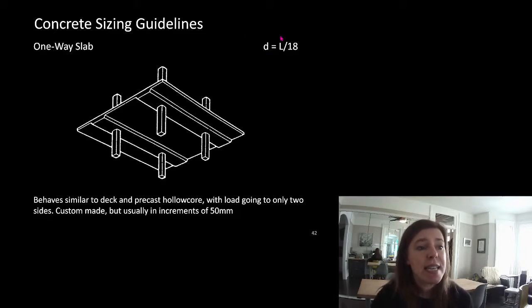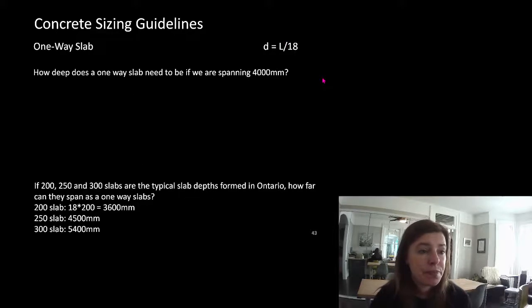Okay, so D is length divided by 18. Okay, how deep does a one-way slab need to be if we're spanning 4 meters?